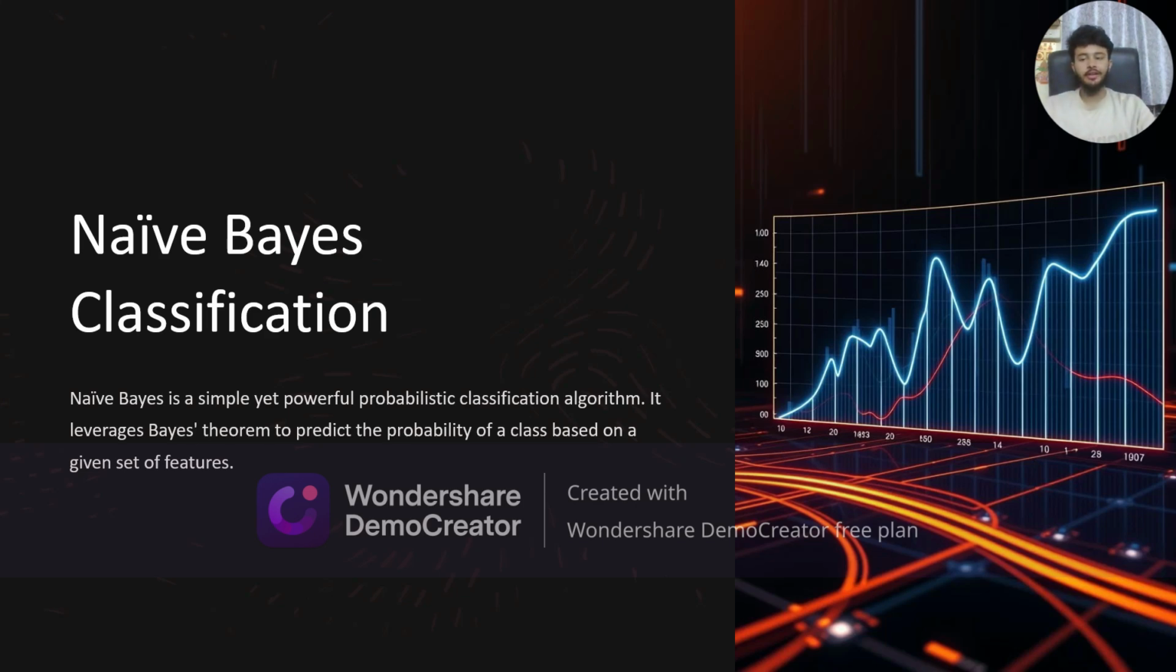I am here to talk about data science. So today's topic is naive-Bayes classification. Naive-Bayes is a simple yet powerful probabilistic classification algorithm. It leverages Bayes' theorem to predict the probability of a class based on a given set of features.